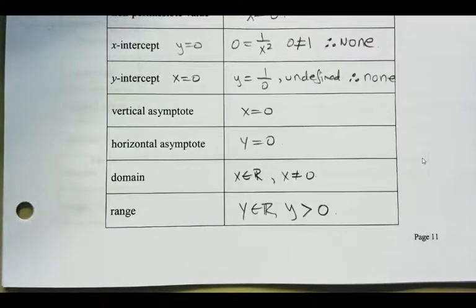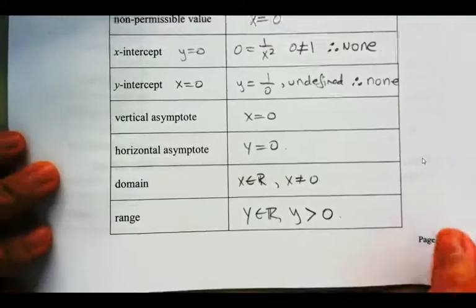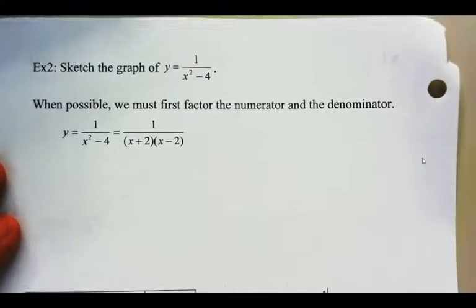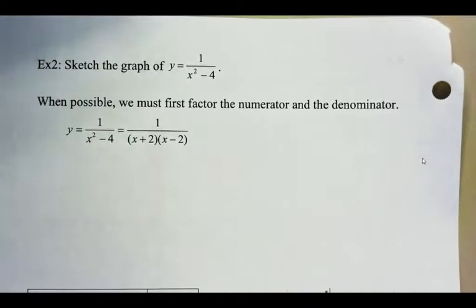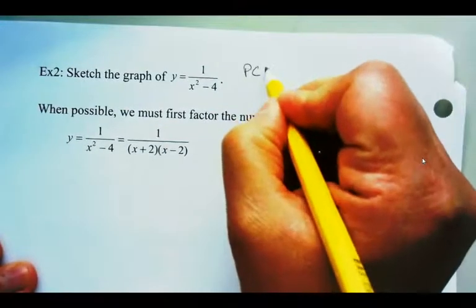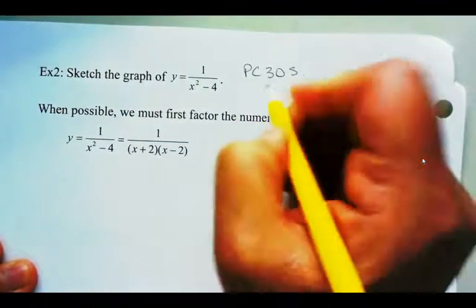Now the next question we're going to look at, we actually did in grade 11. We did this in Pre-Cal 30S, and we talked about non-permissible values. And we also talked about invariant points. We talked about what happened when y is 1 and negative 1. Those were our invariant points. So you could remember all of those things. This was a question from PC40S.